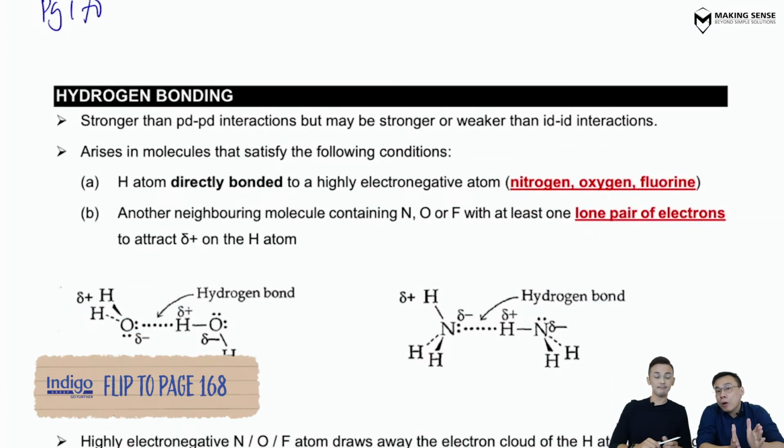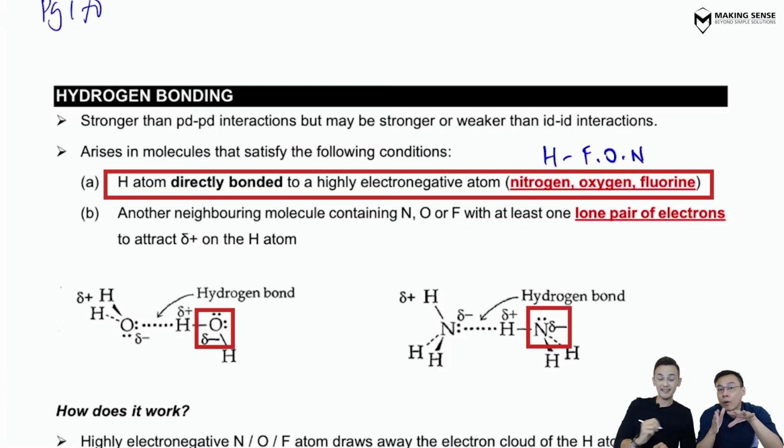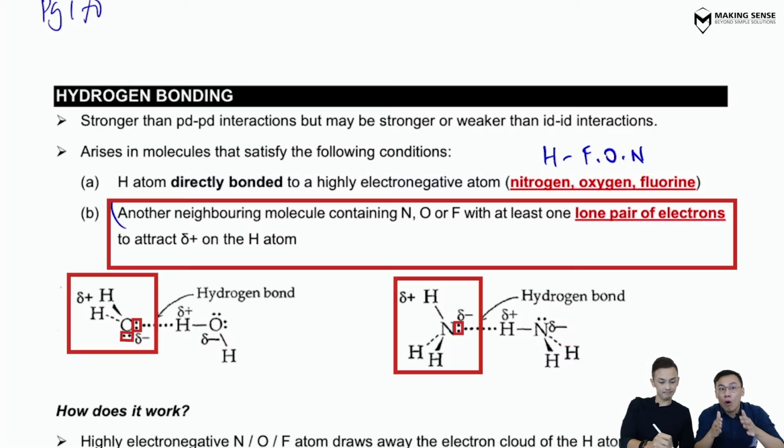For hydrogen bond to exist, two criteria must be satisfied. Firstly, the hydrogen atom must be bonded to what we call FON, fluorine, oxygen or nitrogen, because these are the three most highly electronegative elements. Now, on the neighboring molecule, this F, O or N must have at least one lone pair of electrons that is available to attract the delta plus.